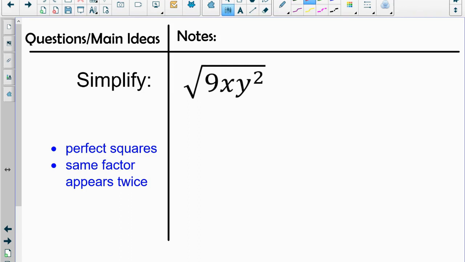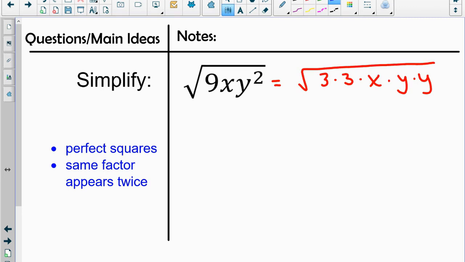In this example, we have the square root of 9xy squared. What I'm going to do is write this out as a list of factors. So I know that 9 is 3 times 3, and I know x is x, and I know that y squared is just y times y. So I'm basically just expanding the 9xy squared.